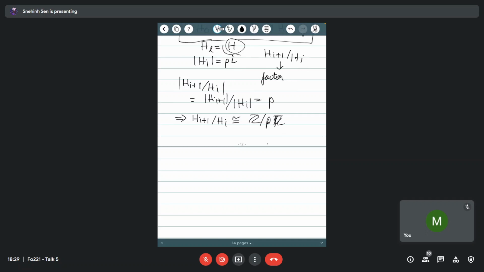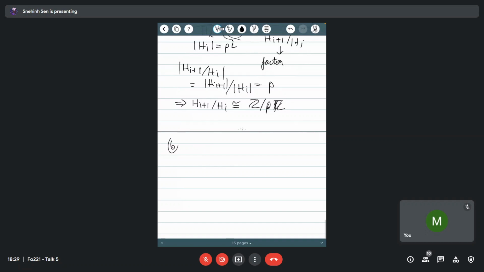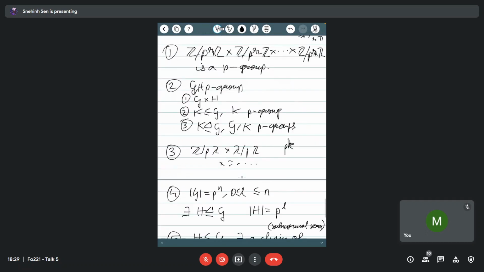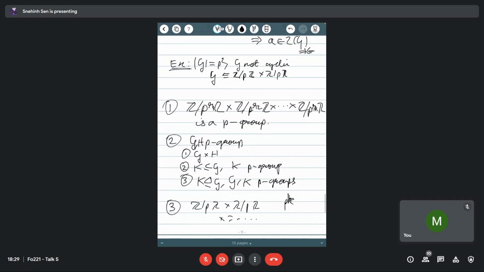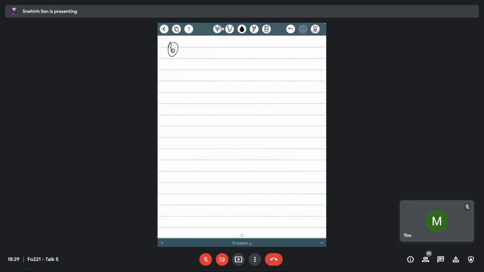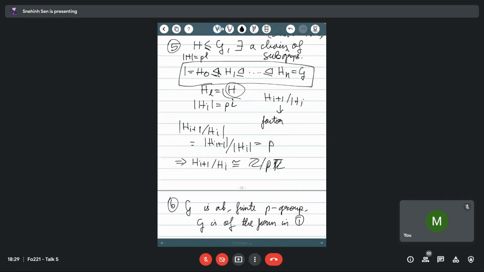And in fact, another interesting result holds is, you remember this form. These were abelian P groups, right? These are abelian and P groups. In fact, what is true is any abelian finite P group is of this form. If G is an abelian finite P group, G is of that form. G is of form as in part 1, right? It was part 1. Yeah.